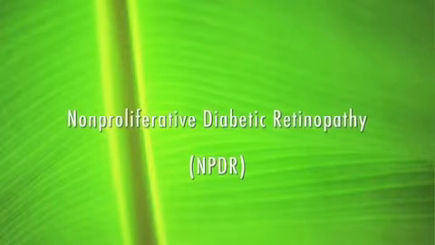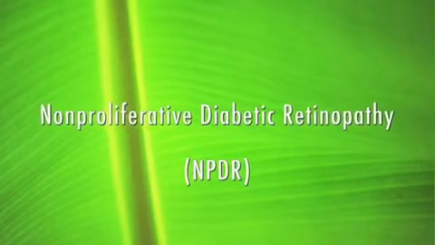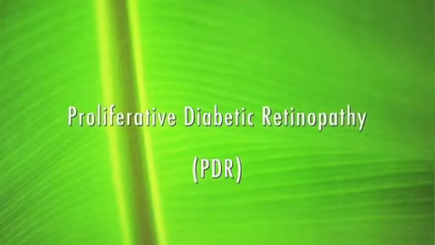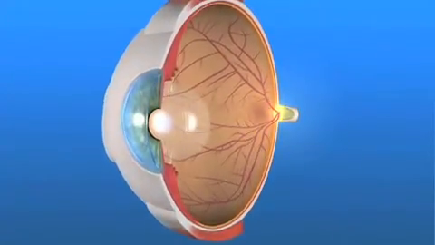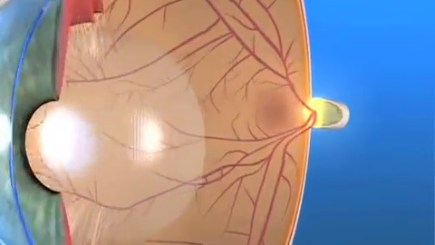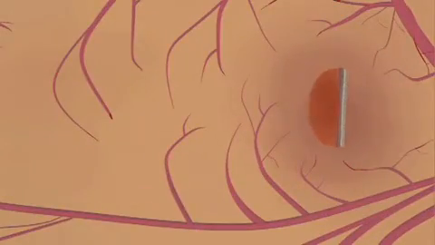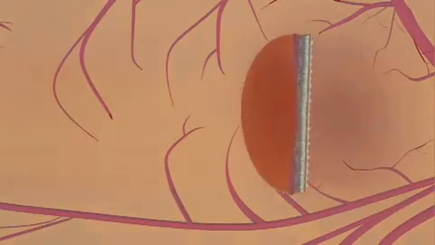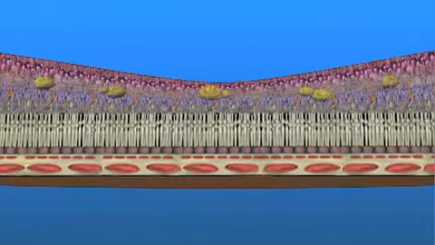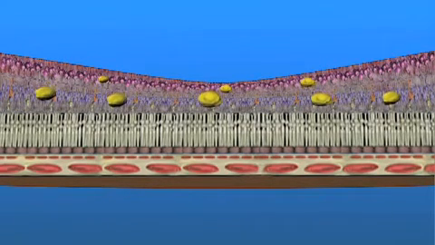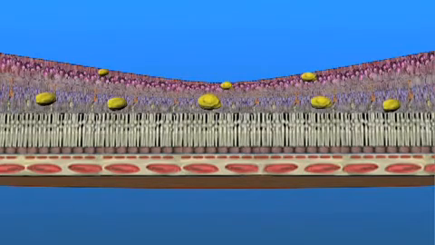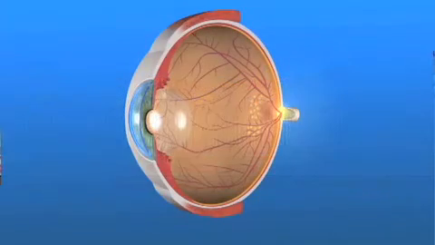One type is called non-proliferative diabetic retinopathy, or NPDR. Another type is called proliferative diabetic retinopathy, or PDR. With non-proliferative diabetic retinopathy, or NPDR, damaged blood vessels in the retina begin to leak fluids, including small amounts of blood, into the retina. Sometimes deposits of fats may leak inside the retina. These deposits are called hard exudates.